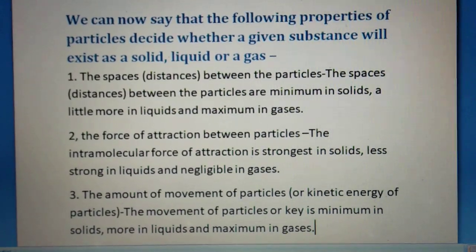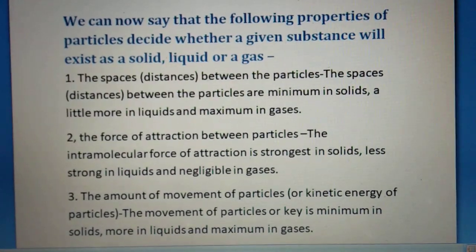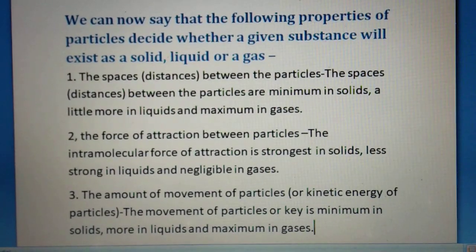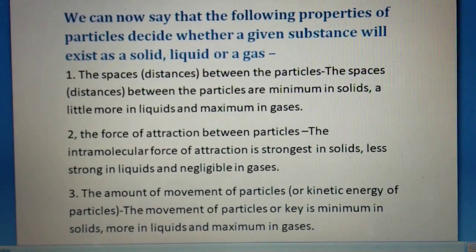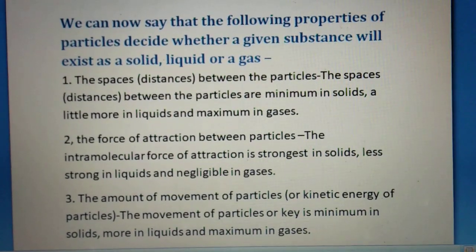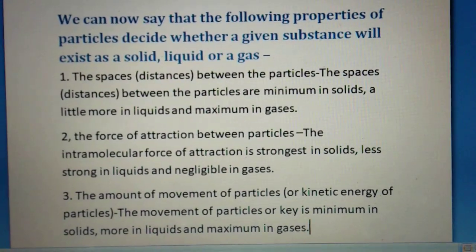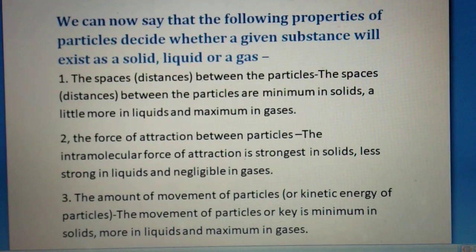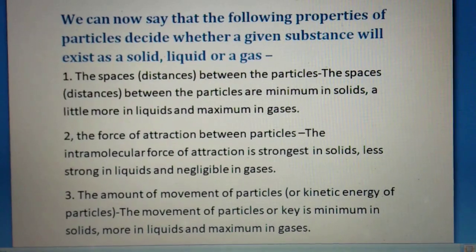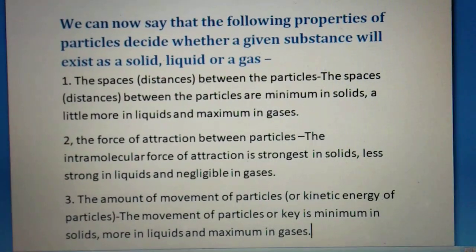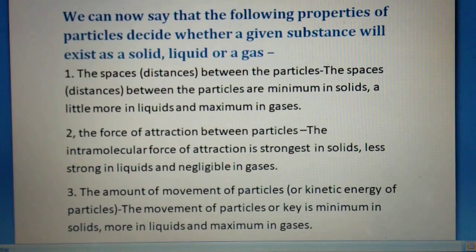Then we come to the force of attraction. The force of attraction between the particles also determines whether it is a solid, liquid or gas. So we see that the force of attraction between the particles is strongest in solids. Why? Because the molecules are very closely packed to each other. They are not loosely attached to each other, there is very little gap between them. Okay, and it is less strong in liquids and negligible in gases.